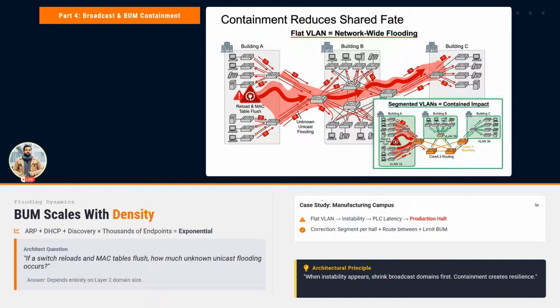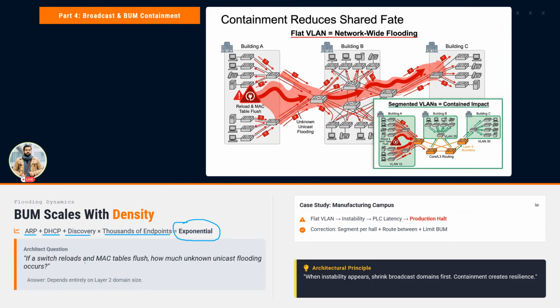What about broadcast and unknown unicast traffic at scale? This is where architectural thinking becomes really quantitative. Broadcast, unknown unicast, and multicast scale with endpoint density. If each host is generating periodic ARP requests, DHCP renewals, service discovery, and you multiply that by thousands of endpoints, it adds up fast. What happens during failure scenarios?